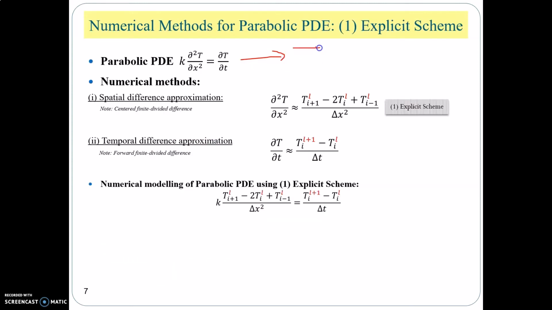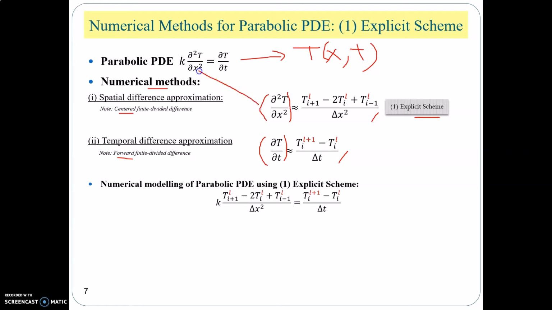To find the temperature T(x,t) from the parabolic PDE, we use the central type of finite difference method to find the second derivative of the temperature with respect to x to be this answer, and we can use the forward type of finite difference method to find the first derivative of temperature with respect to time to be this answer.